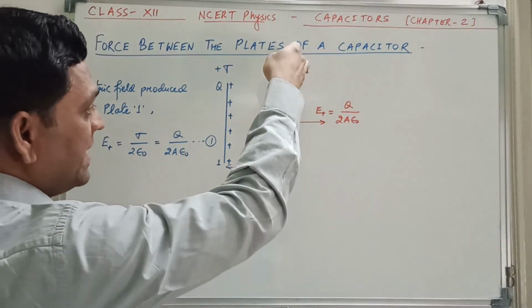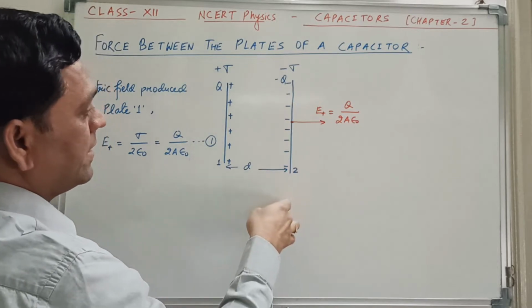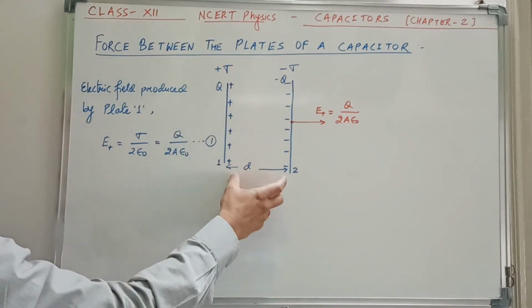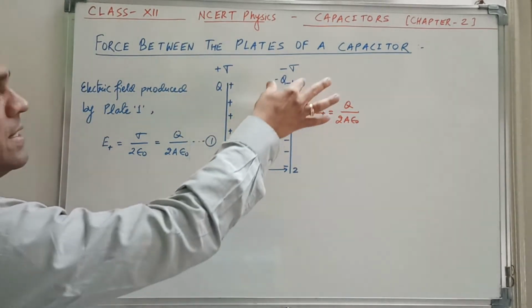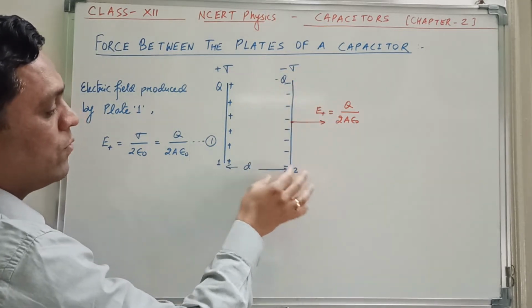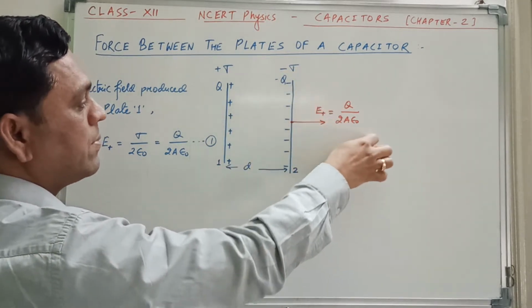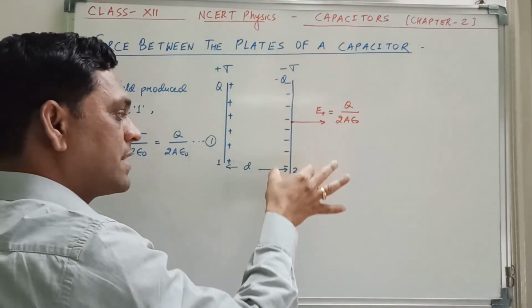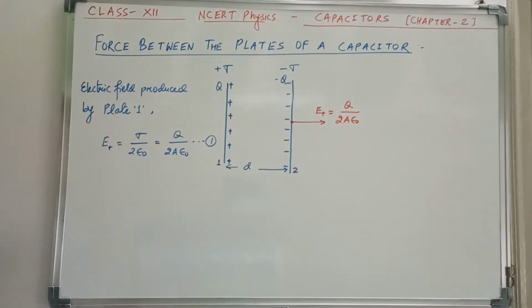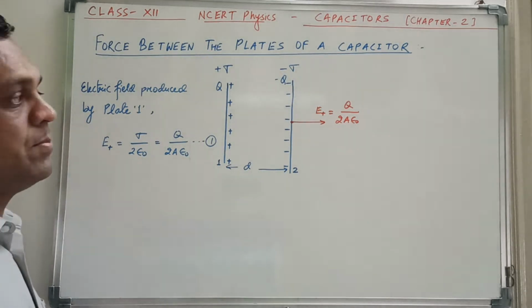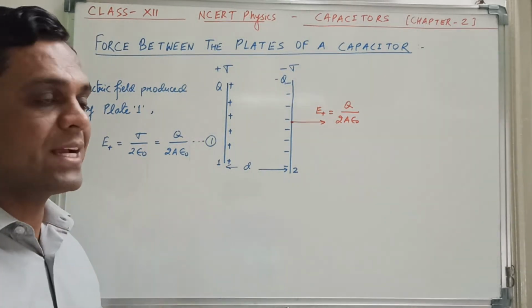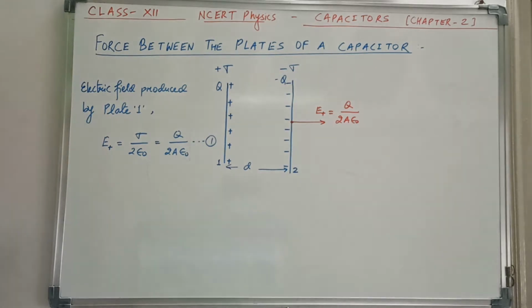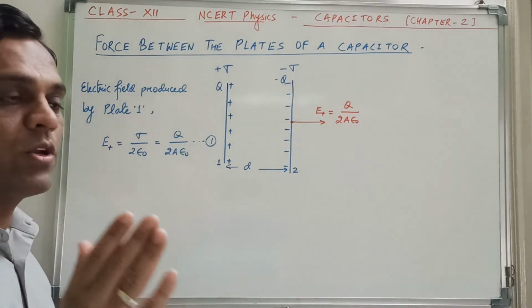Now the negative charge given to this plate, since the plate is very large as compared to the distance between them, this negative charge of plate 2 will find itself in the electric field produced by plate 1, and as a result this plate will experience a force. Correct? So what is the force? We know the very simple formula that the force experienced by a charge Q placed in electric field is F is equal to QE only.